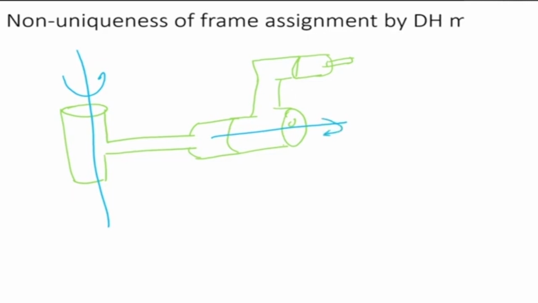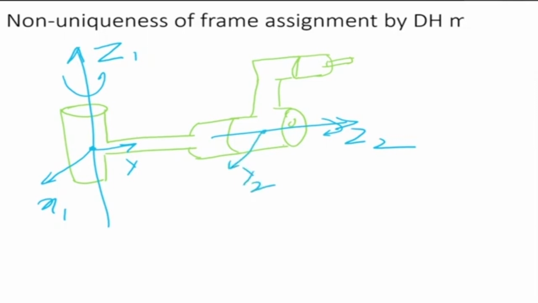So one way of assigning the frames would be I can assign Z1 here, and I can assign X1 here, and this is my Y1. On the other, I'm going to put Z2 here. Then I put Y2 here, and I'm going to put X2 here. Now, this is one way. What is the other way? The other way could be that I put Z1, X1 and Y1 like this, but I can reverse the Z2 and put it this side. This is my Z2 now, and my X2 is this side only.